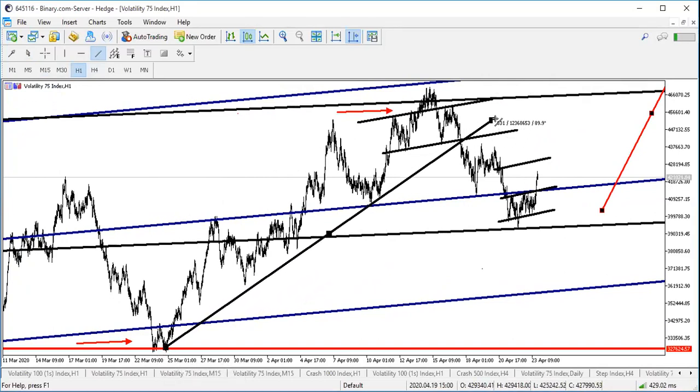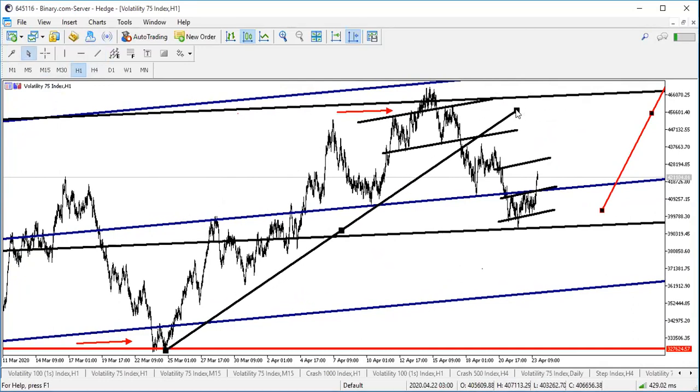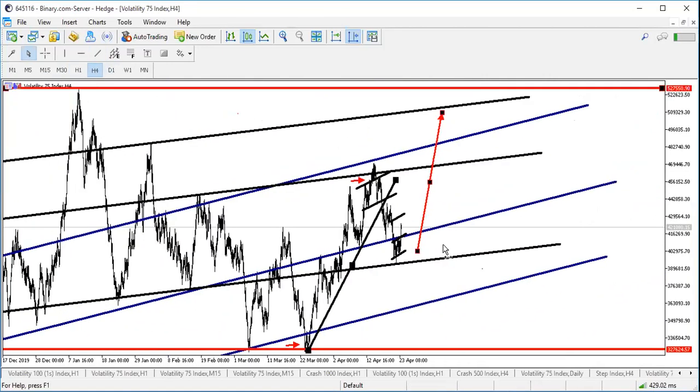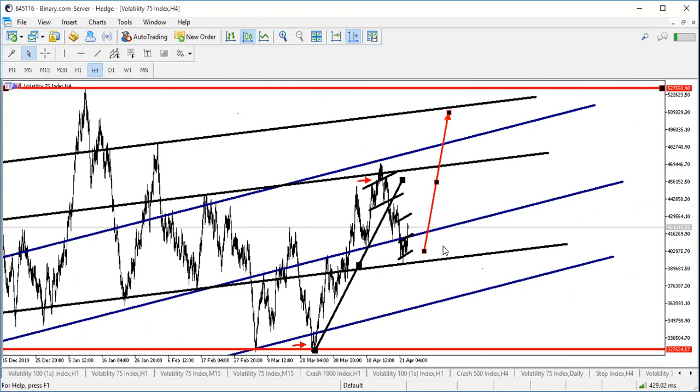So this is what I want to tell you. Remember when I said, that's a very good question indeed. These are what we call continuation patterns. Okay, what do I mean by continuation pattern?